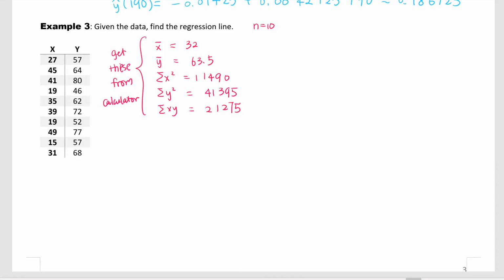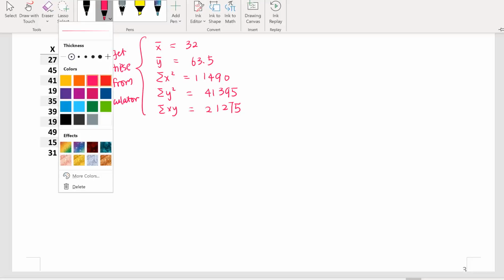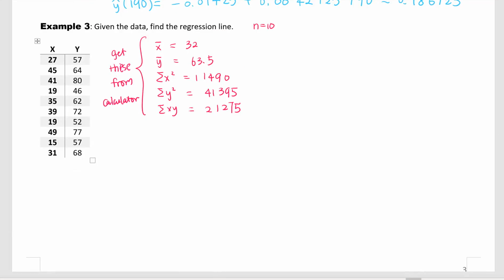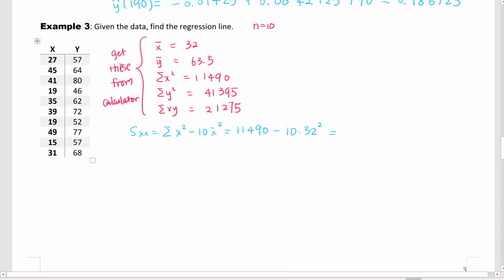Next we're going to show our work to calculate the regression line. So how do we calculate? Well, SXX is sum of x squared minus n, which is 10, times x bar squared. Sum of x squared is 11490, minus 10 times 32 squared. Plug this in your calculator and you get 1250.